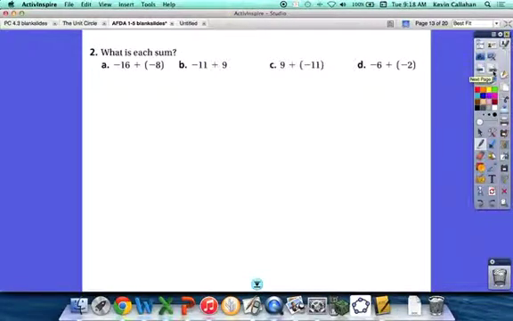Okay, see if we can do these pretty much by inspection. Negative 6 plus negative 8. Positive or negative? It's going to be negative, right? Negative plus a negative is a negative. Go ahead.